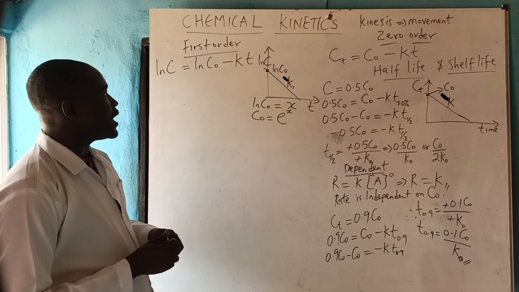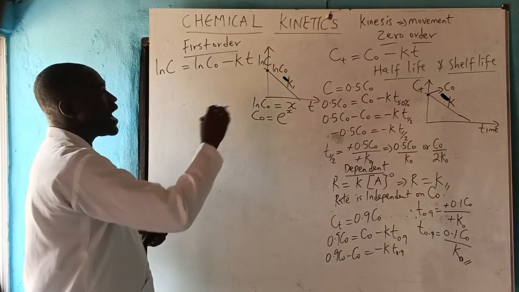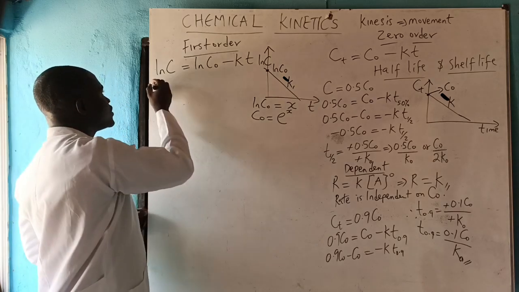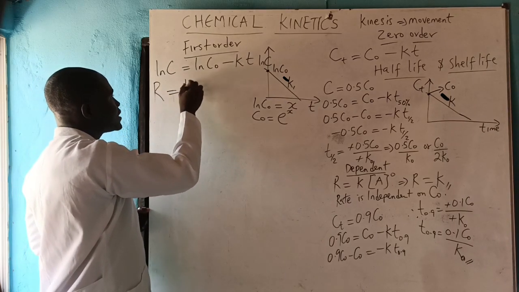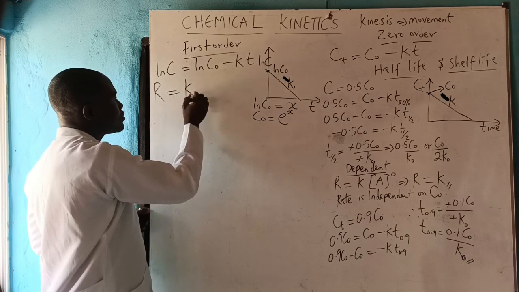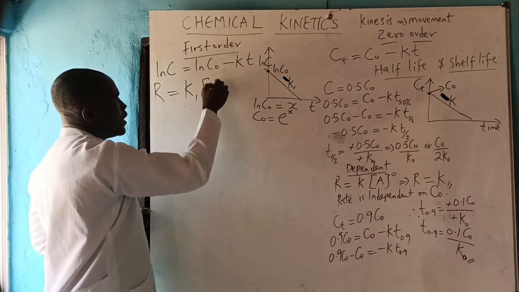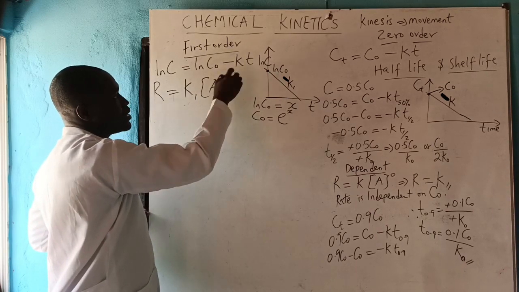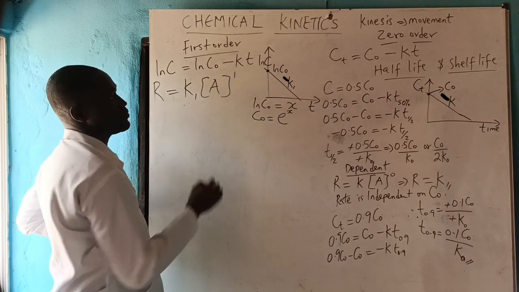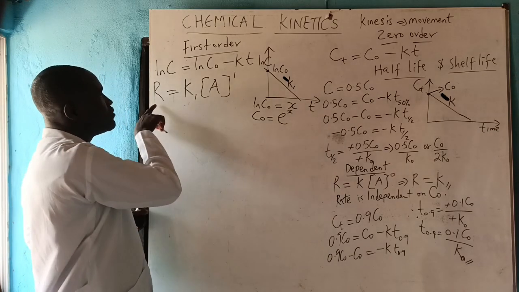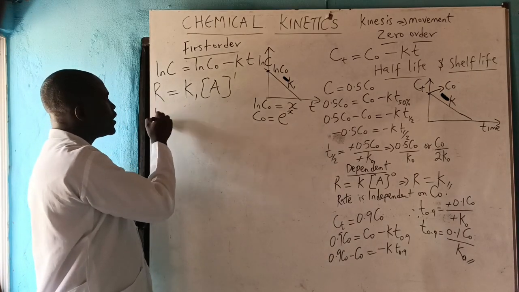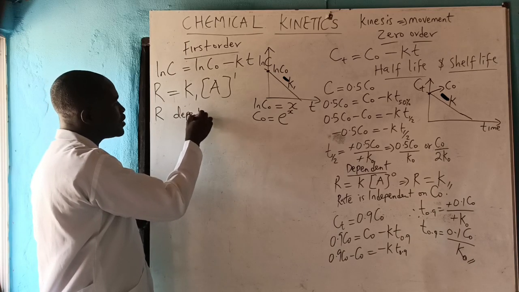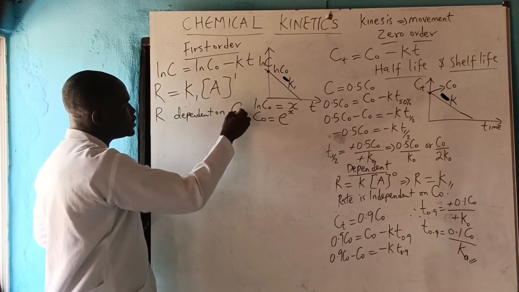And we go further to discuss the half-life and shelf life. But before then, what does the rate talk about? The rate is K1 times the concentration raised to the power of 1. That means for first order, the total x plus y is 1. That means that the rate of a first order reaction is dependent on the initial concentration.